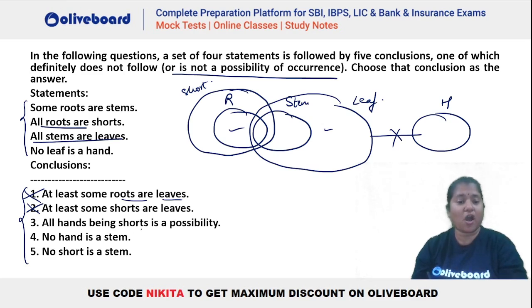Third says all hands being short is a possibility. Can all hand go inside short? Absolutely. Hand could have been drawn here, isn't it? It's independent of this particular portion which is outside the leaf here. So yes, this is also possible. And if possibility is there, it's not definitely false.